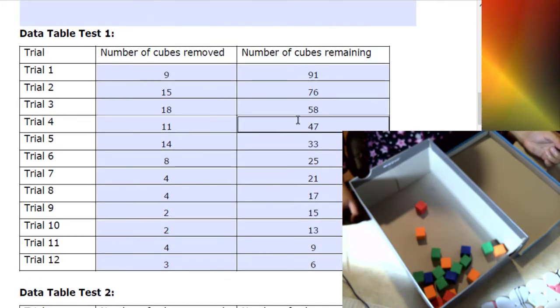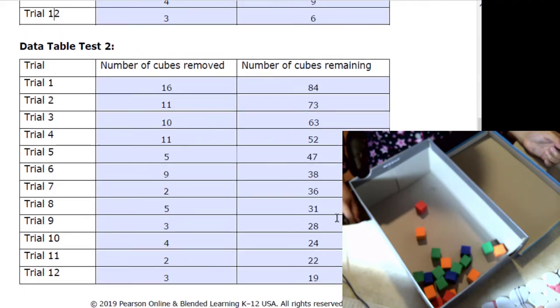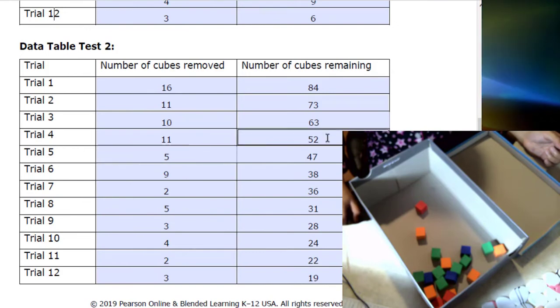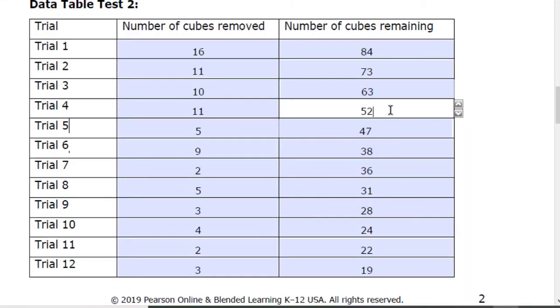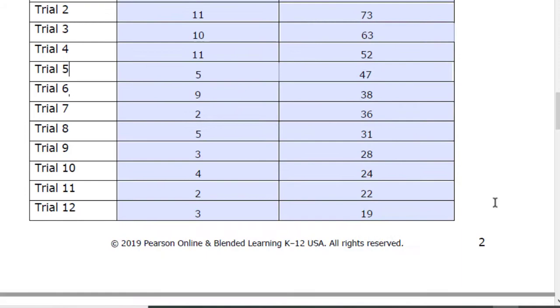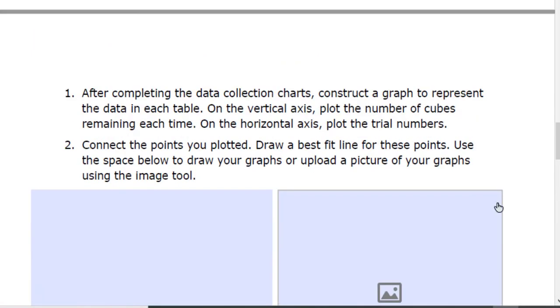So again, for test 1, we have in between trial 3 and 4 with 58 and 47 respectively. For test 2, we are looking at trial 4 and 5 with 52 and 47 respectively. So given those data, we already have completed the collection charts.